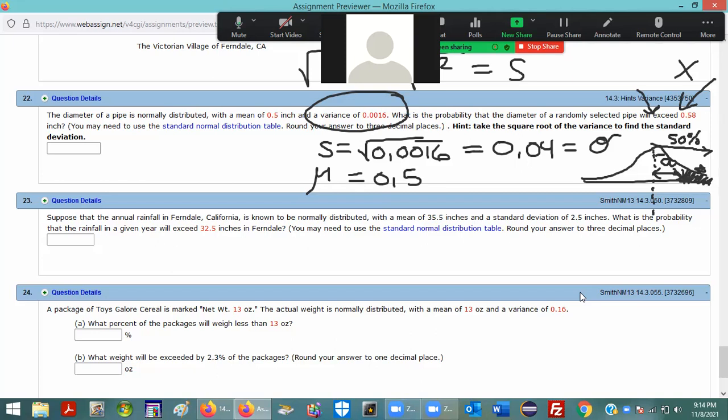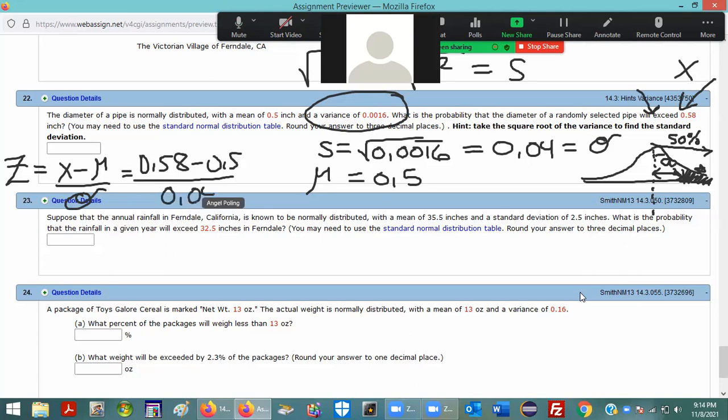So first we have to find a z-score. Z equals X minus the mean divided by the standard deviation. X is 0.58, mean is 0.5, and standard deviation is 0.04.